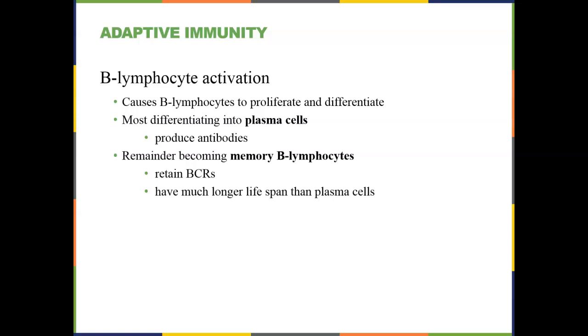Plasma cells only live for a very short period of time. Within 24 to 48 hours, they die. They work so hard, they work nonstop, that they can't have a long life. Memory cells can live for years.